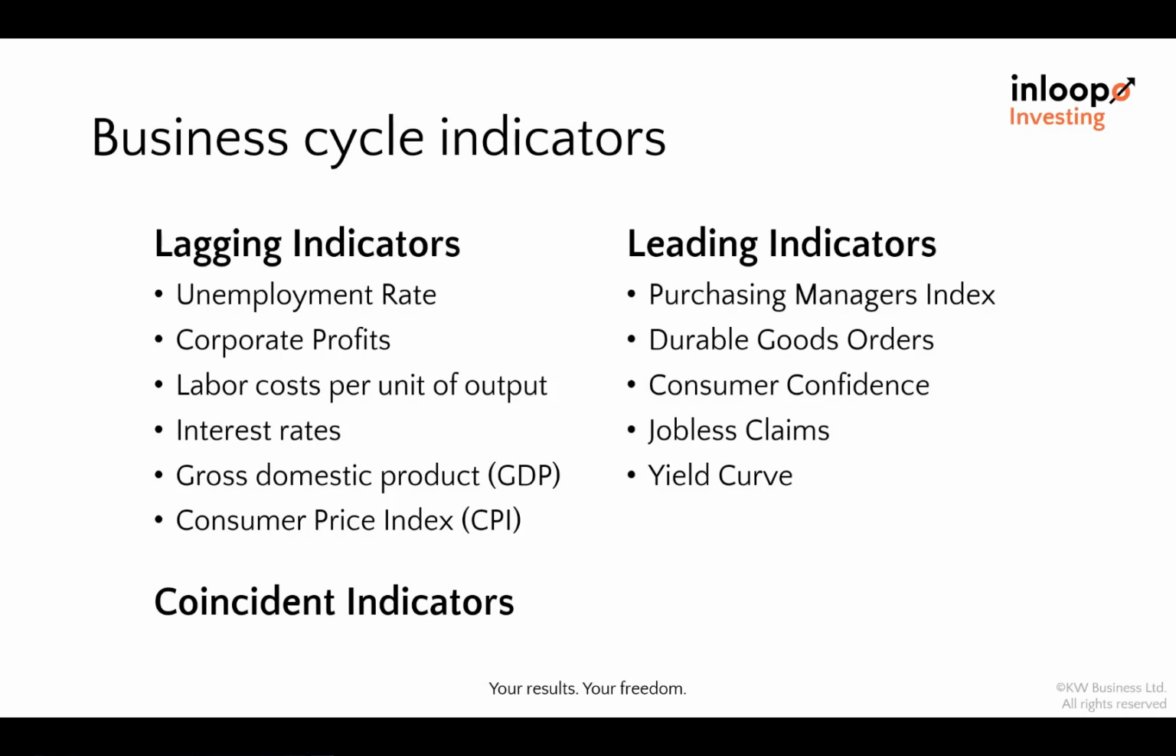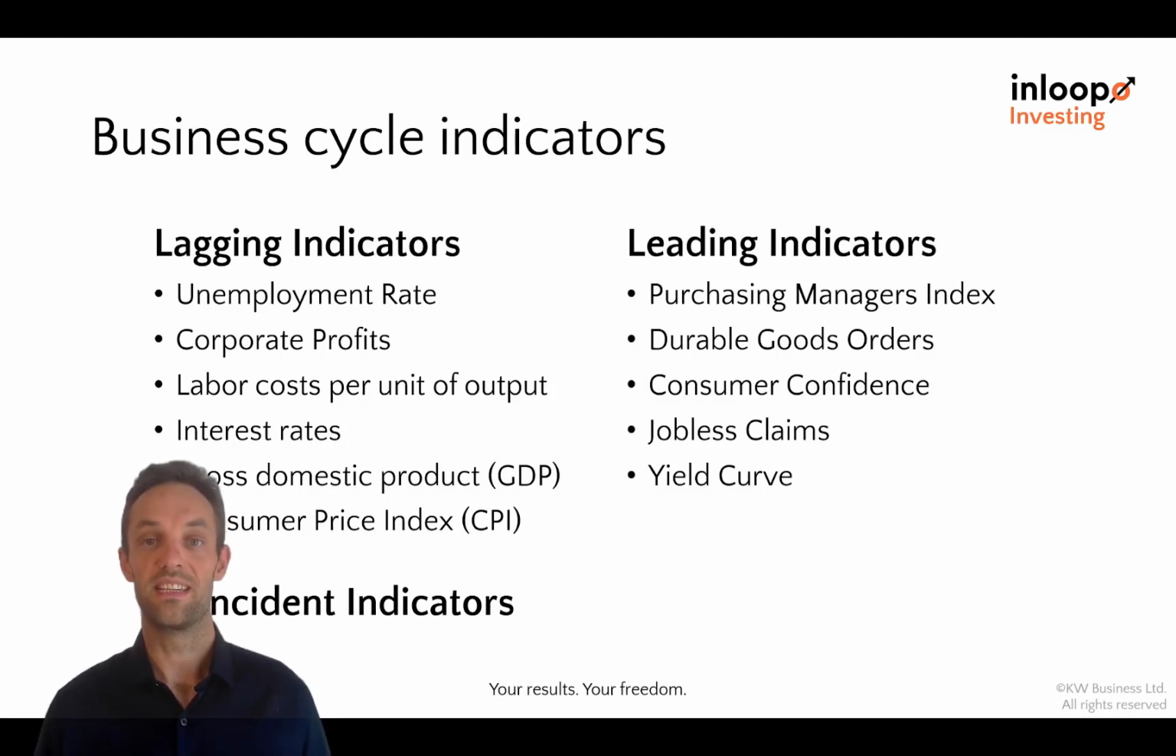There are three general types of indicators. First of all, lagging indicators like the unemployment rate, corporate profits, labor cost, GDP, and CPI. Then there are the coincident indicators, which measure the current status of the economy. And then there are the leading indicators like purchasing manager index, durable goods orders, consumer confidence, jobless claims, and the yield curve.